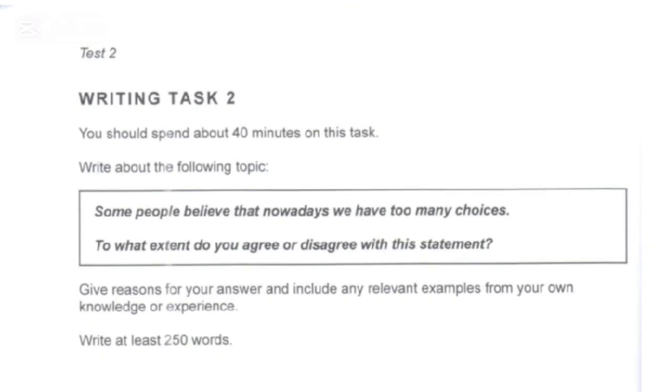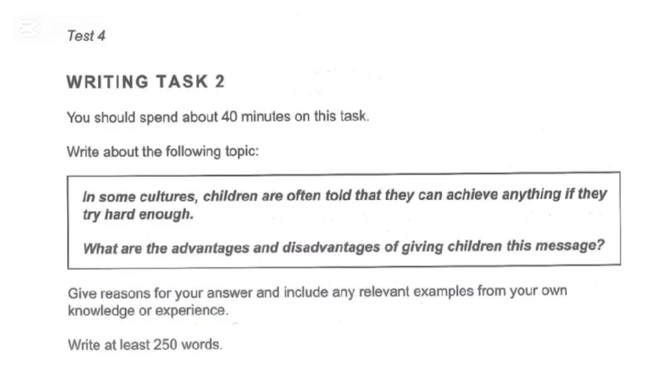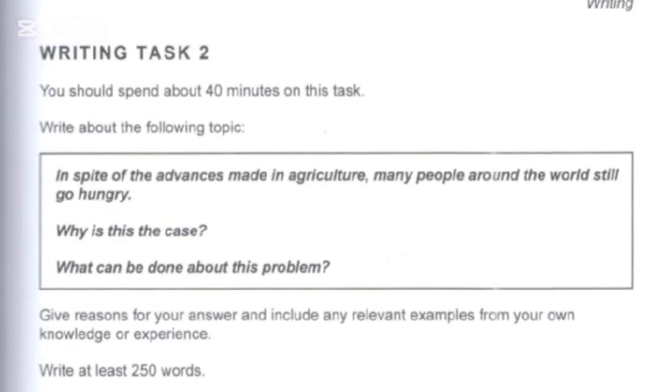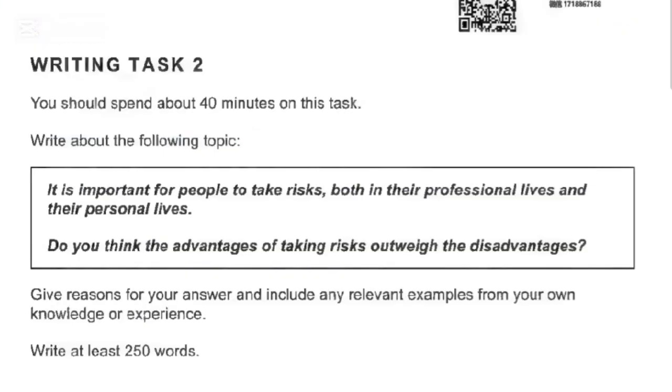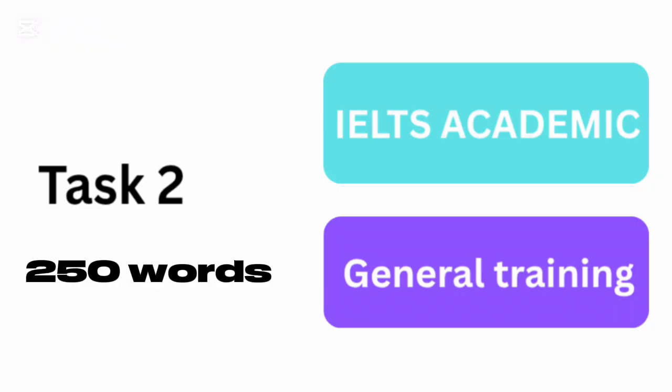In IELTS writing task 2, we have 5 different question types. These are opinion essay, discussion essay, advantage-disadvantage essay, problem-solution essay, and direct answer essays. In this task, you have to write at least 250 words.